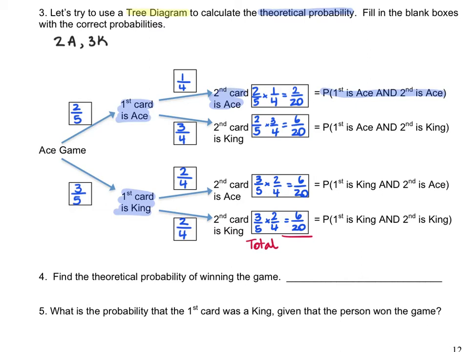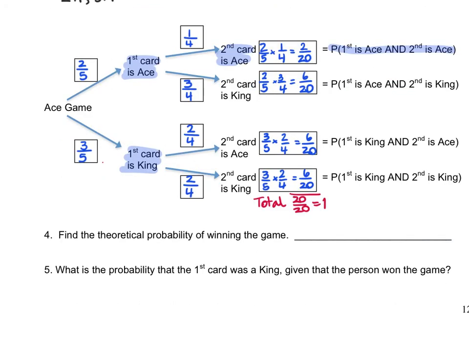2 plus 6 is 8, plus another 12 is going to give us 20 out of 20, or 1. If you remember, we win when we either have an ace and an ace, which happens here, or a king and a king, which happens here. So if we wanted to find the probability of winning the game, it would be 2/20 plus 6/20, which is 8/20, or 0.40. 40% chance of winning the game.